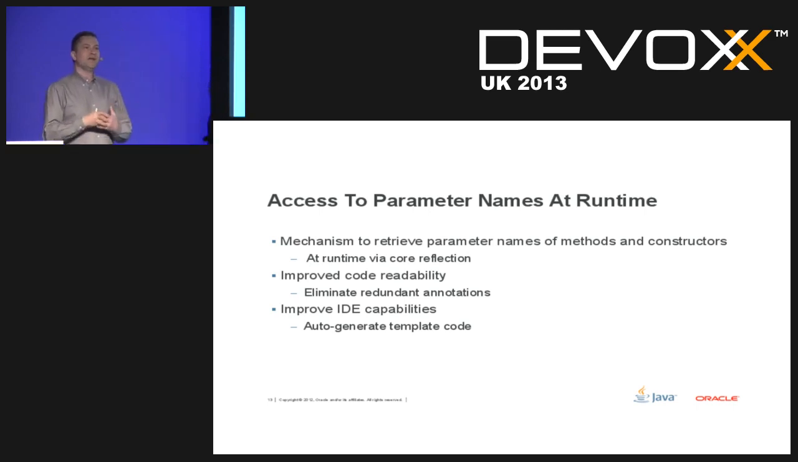And we can also make IDEs better. So in terms of generating template code, we can do that automatically, because now we can use reflection to get more information about what's being used and then build the template code from that.